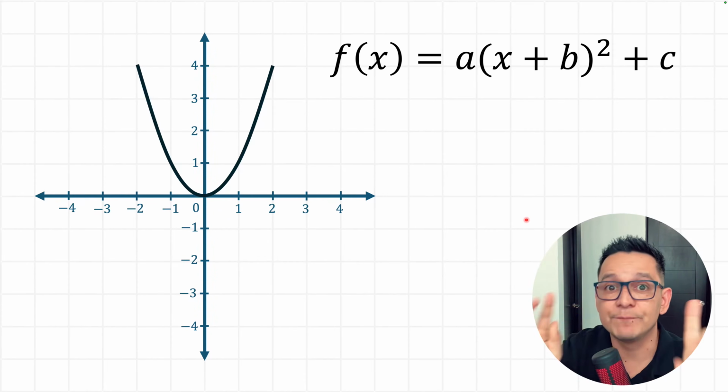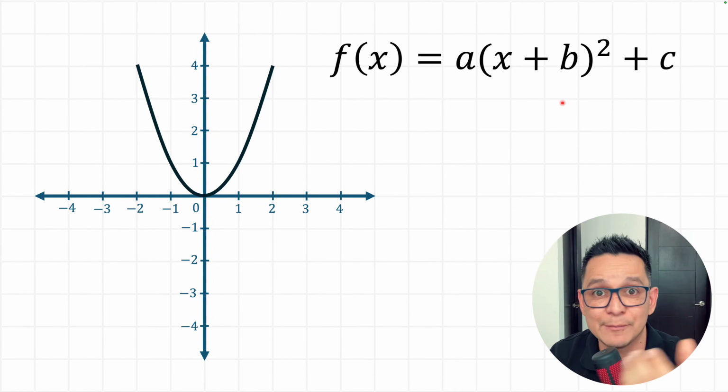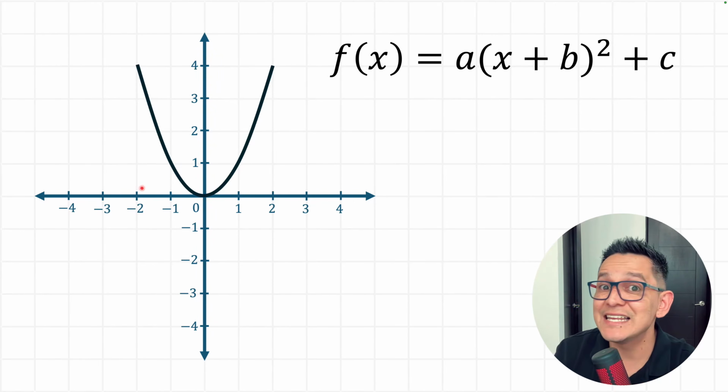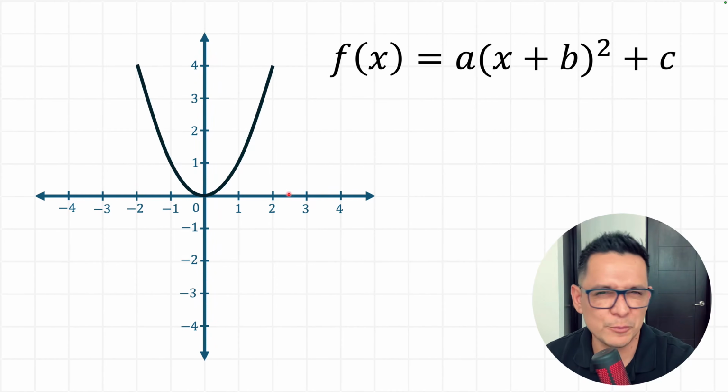Now what about b? We said that with b, when we add or subtract inside the parentheses, are we going to shift the graph to the left or to the right? When b is positive, the graph shifts to the left. When b is negative, the graph shifts to the right. So it kind of does the opposite, so to speak, right?